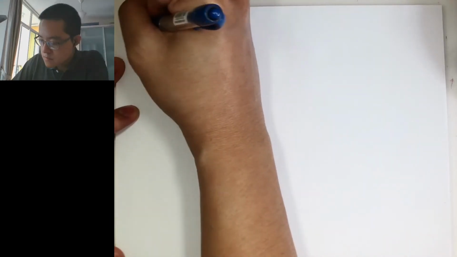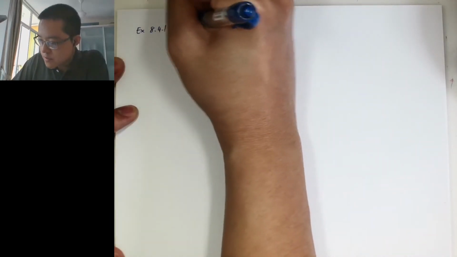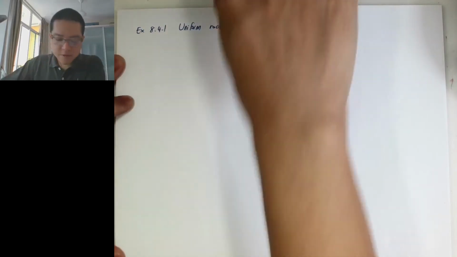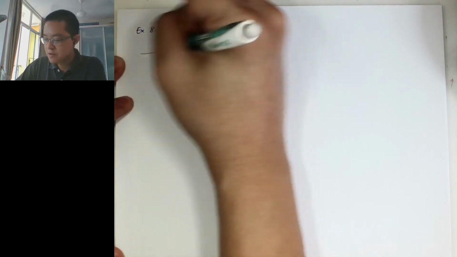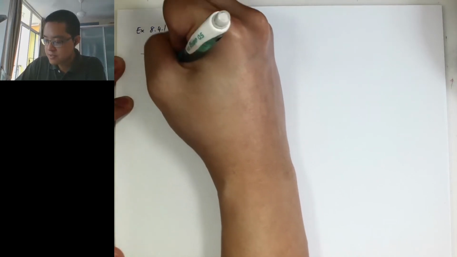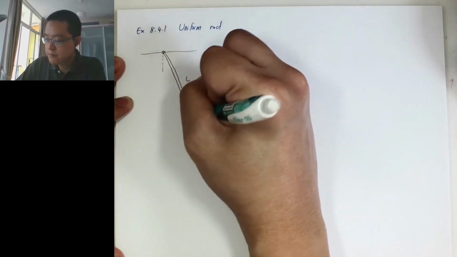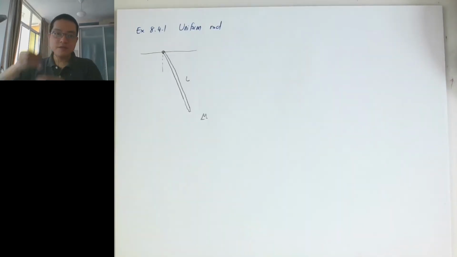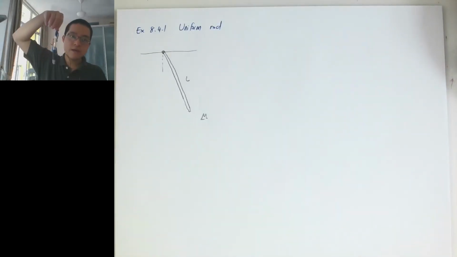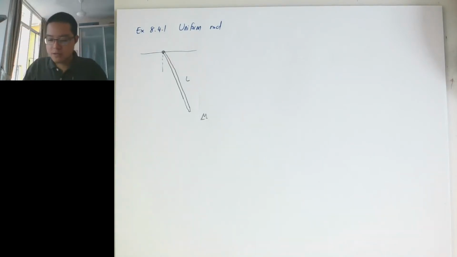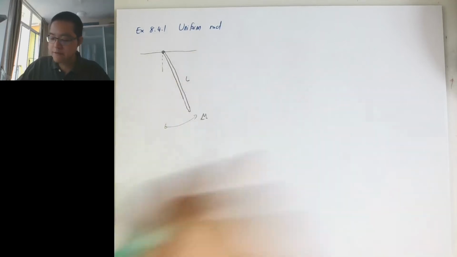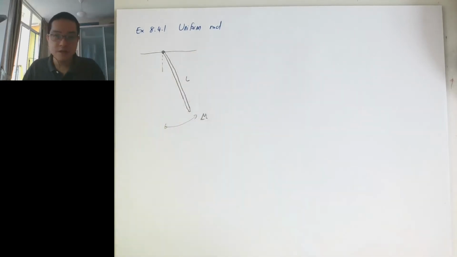Okay, so in example 8.4.1, it's nothing but a uniform rod. So let us see how the uniform rod works. Every time we deal with a rod, it is our common object that we always study. So if I have a uniform rod of length L and mass M, and if it's uniform, it's something like this. And then you just swing it, and you calculate the frequency of this oscillation. So this uniform rod will swing back and forth, and we want to calculate what is the frequency of oscillation. So how to study this?